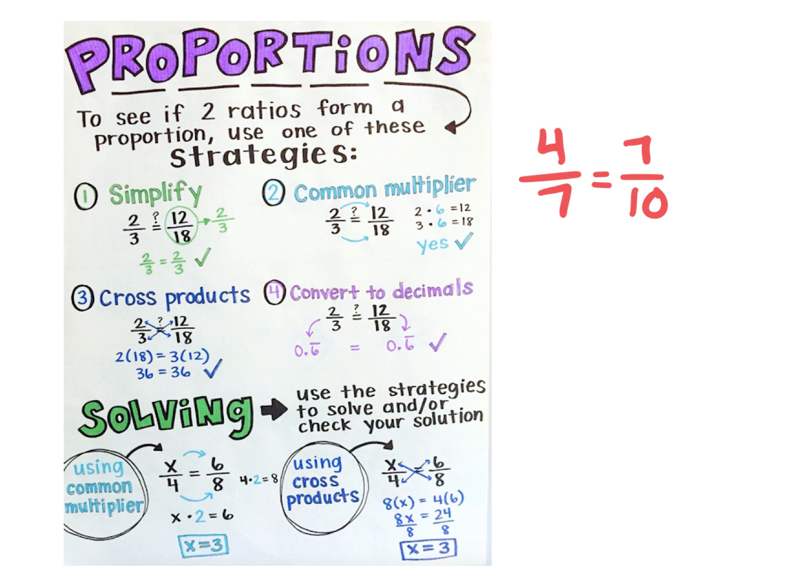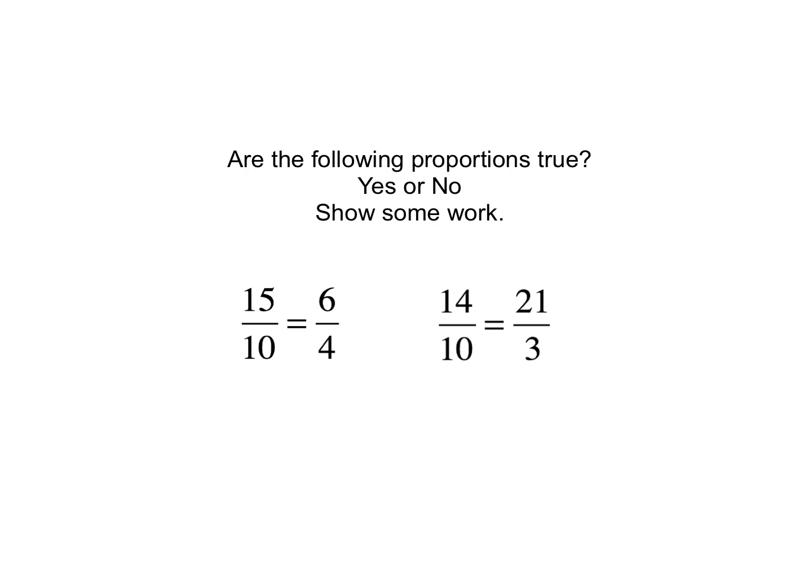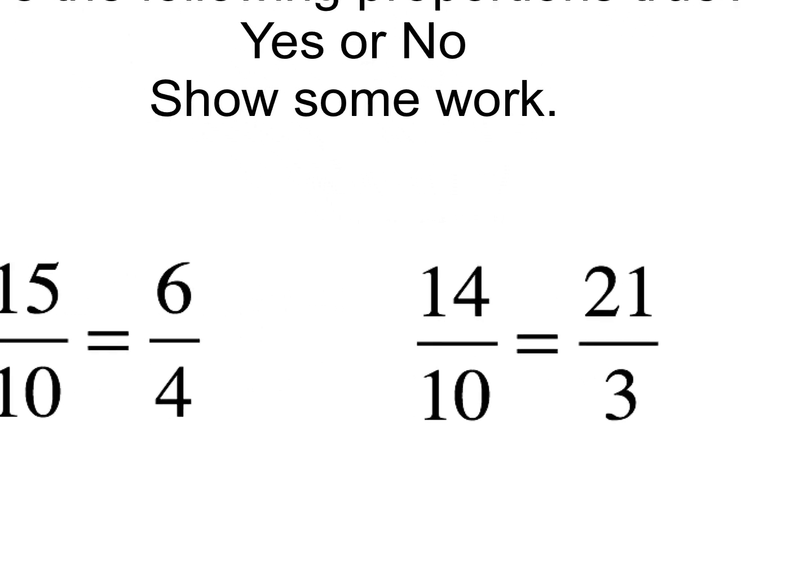The one strategy that we're going to focus on today that's going to work for every single proportion is this idea of cross products. Okay, so that's where we're going to focus today. Cross products tells us that if 2 ratios are proportional, their cross products, so cross meaning the diagonal, and product is a buzzword for what operation?